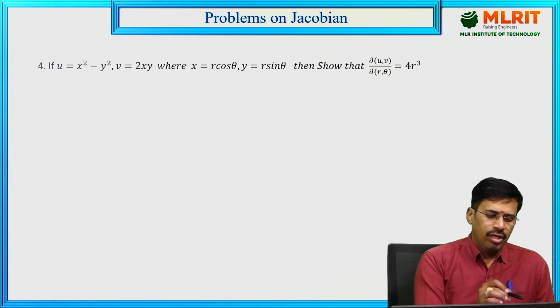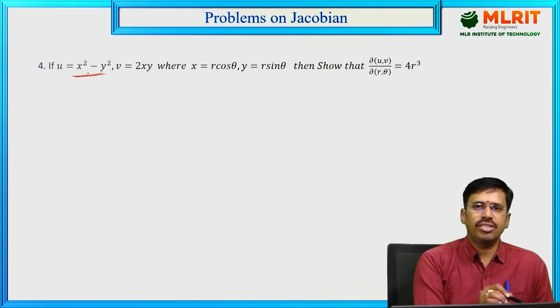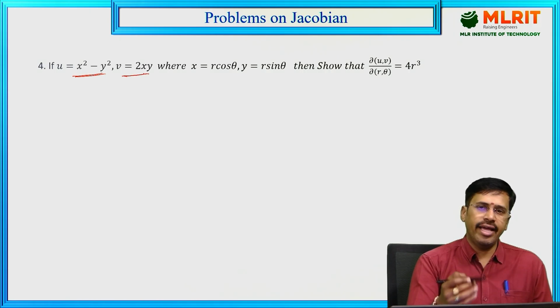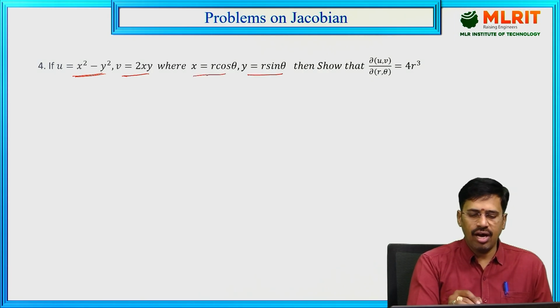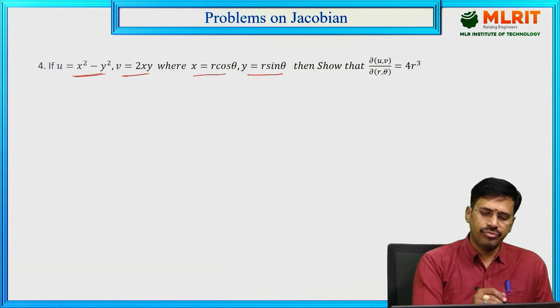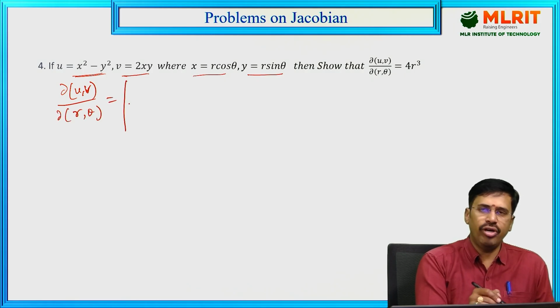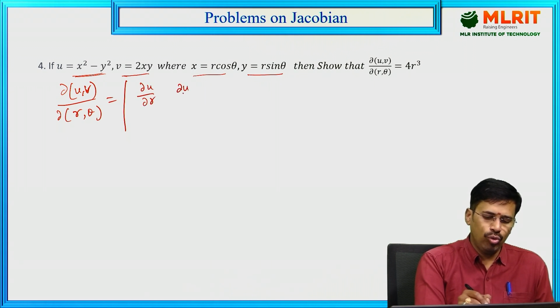Next problem. Given that u is equal to x square minus y square. So u is in terms of x and y. V is also in terms of x and y. Again, x and y are in terms of r and theta. So we want the Jacobian of u comma v with respect to r comma theta, ∂(r, θ). So how will you define this Jacobian? ∂u/∂r, ∂u/∂θ, ∂v/∂r, ∂v/∂θ.